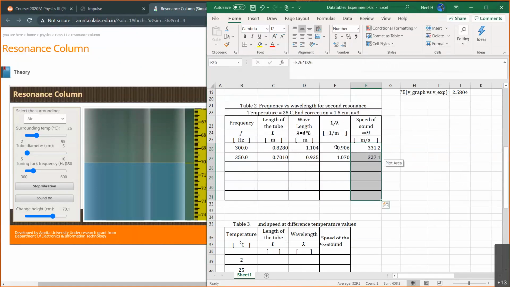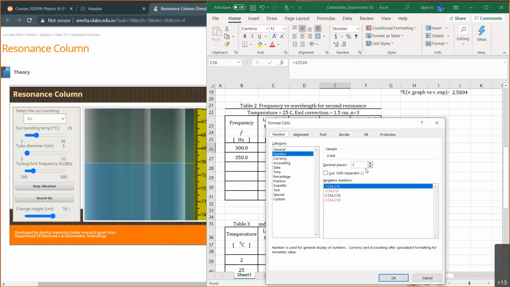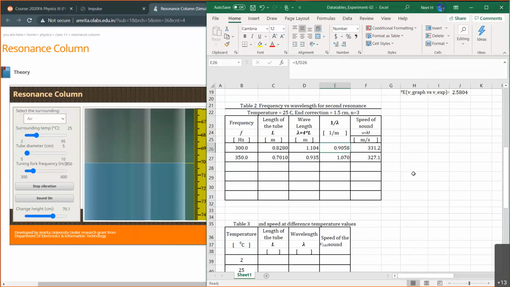With this first one you can see I don't have 4 sig figs. You can reformat cell by cell if that happens. Okay, all you have to do is go into that cell, format cell, and then I can add an extra decimal place. Then I have 4 sig figs there.